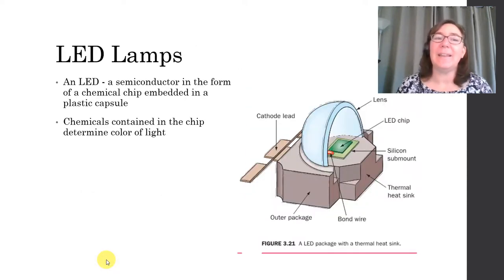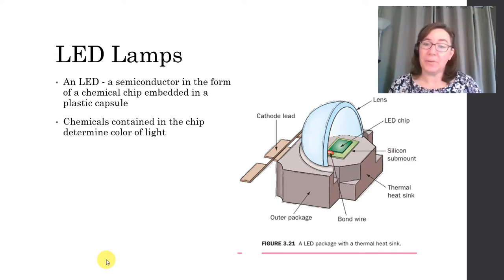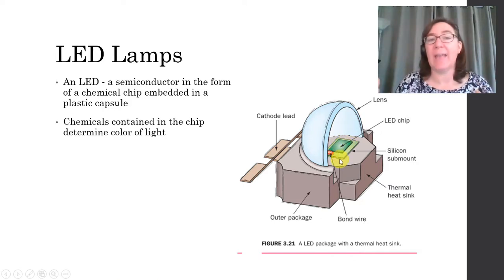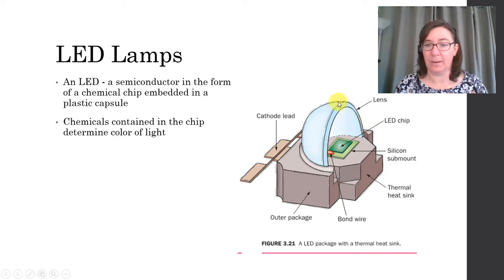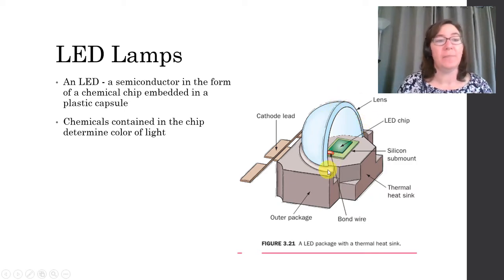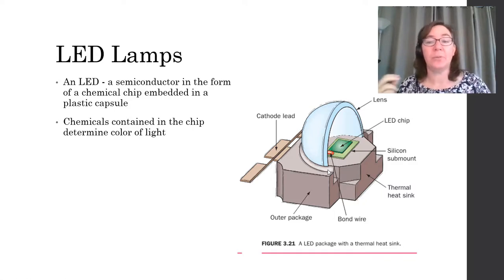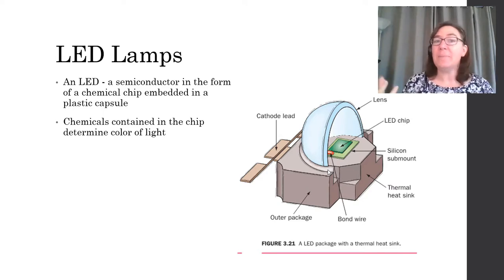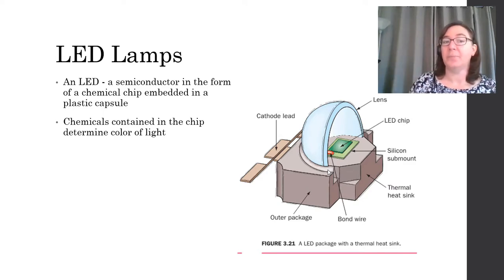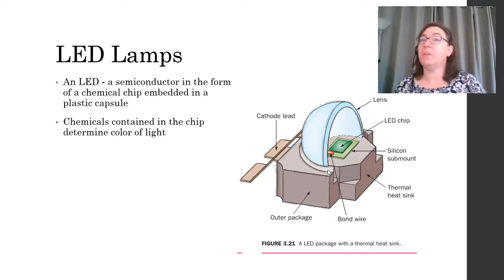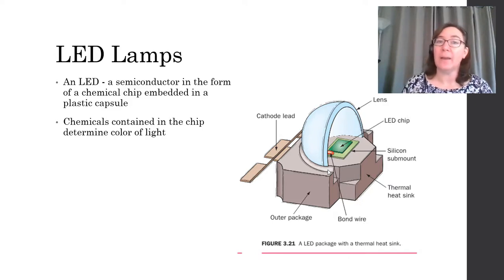So let's talk about LEDs. An LED is a semiconductor, a chemical chip. There's a little chip, it's right here, this is the green piece, embedded in this plastic capsule, which is the lens right here. We're seeing a cutaway version of that lens. What happens is we run electricity through this chip. It excites the semiconductor, which emits light. And the specific chemical makeup of that semiconductor determines the color of the light that's produced.